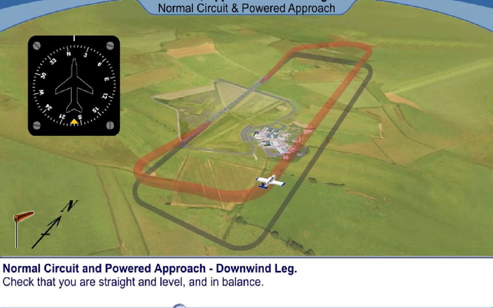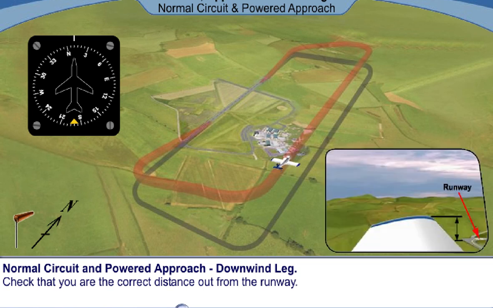Check that you are straight and level and in balance at 95 knots. You'll need to trim while maintaining level flight. Check that you're the correct distance out from the runway. At the correct distance out in the Warrior, the landing path should appear just inside the wingtip.